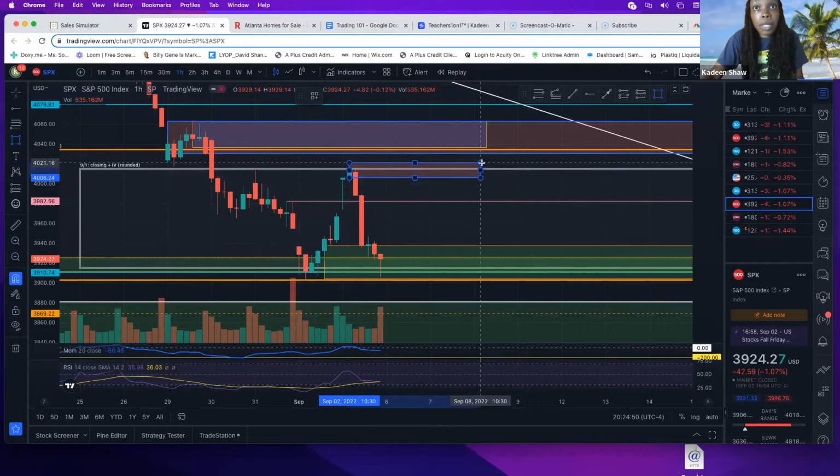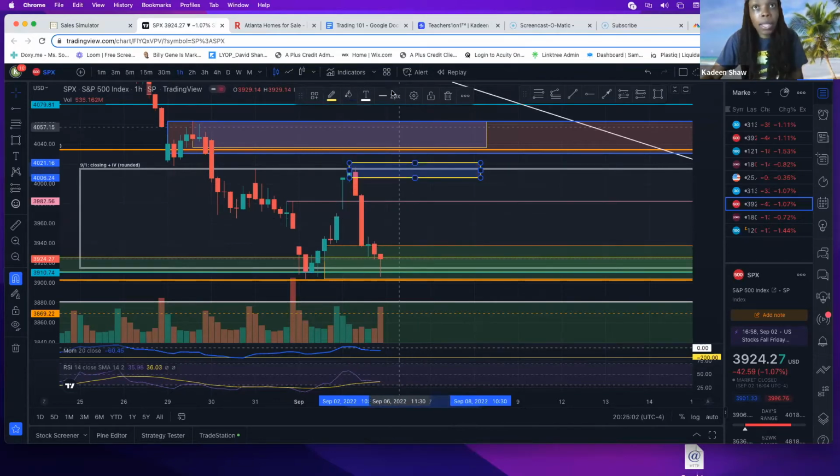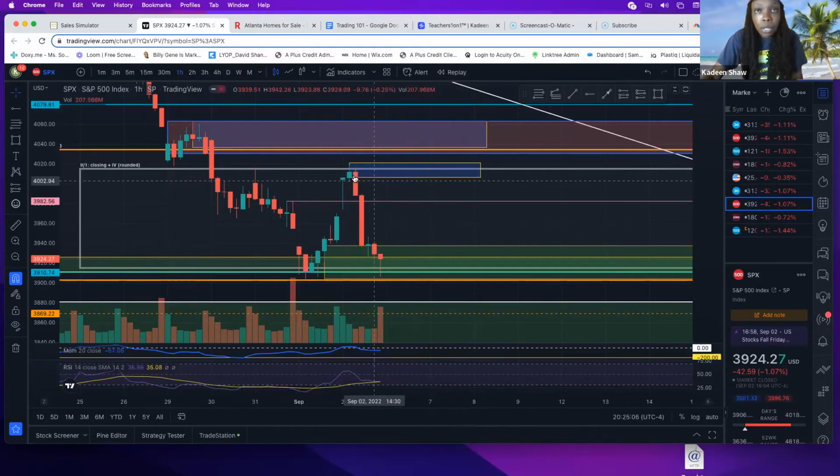It's gonna be a 1 hour supply zone. For a 1 hour supply zone, I use yellow as my outline. And instead of doing it red inside, when it's a supply zone, I like to do blue when it's 1 hour. I don't know why. And then I make it 1 point or one side. So that's my 1 hour supply zone.